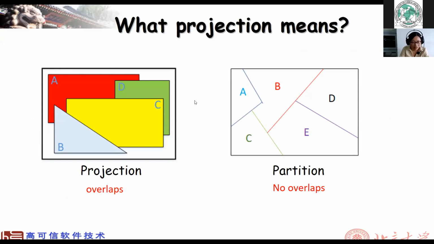And we can see these two diagrams, and the difference between them is that the projections have overlaps: A, D, C, B all have overlaps. But for the partition, we can see A, B, C, D, E have no overlaps. So projection means there are many overlaps.